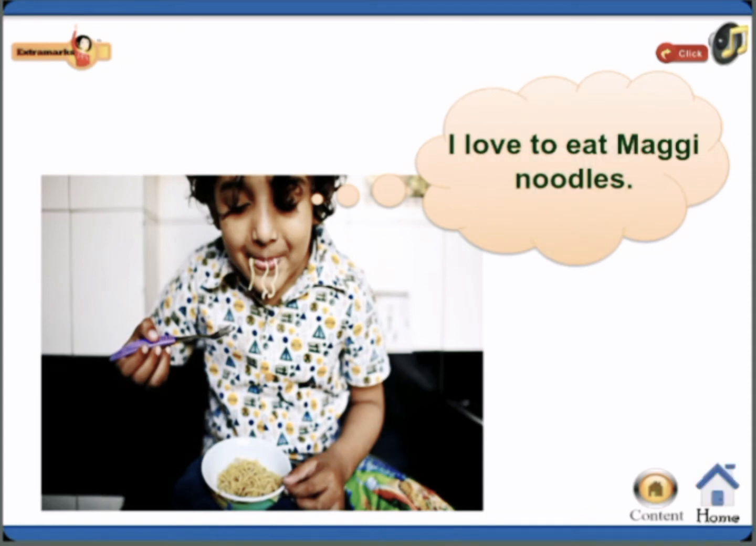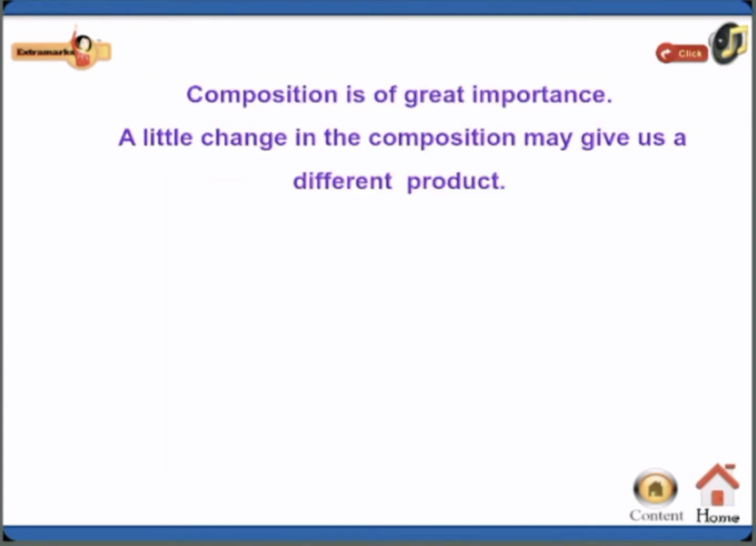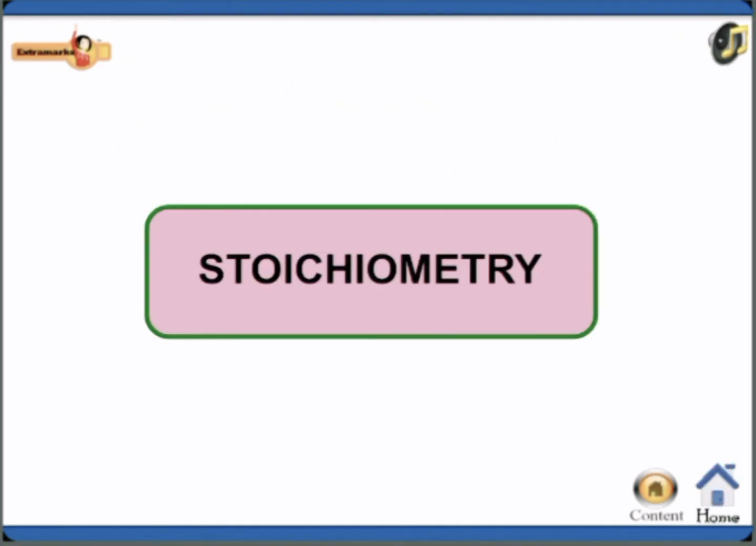I love to eat Maggi noodles. Do you know what makes Maggi more tastier and a preferred choice over the other brands? Composition is of great importance. A little change in the composition may give us a different product. Stoichiometry.